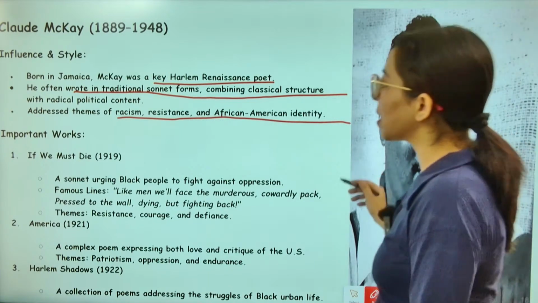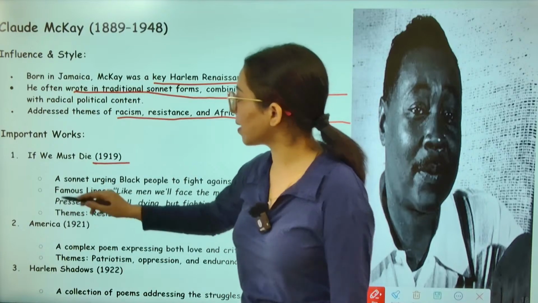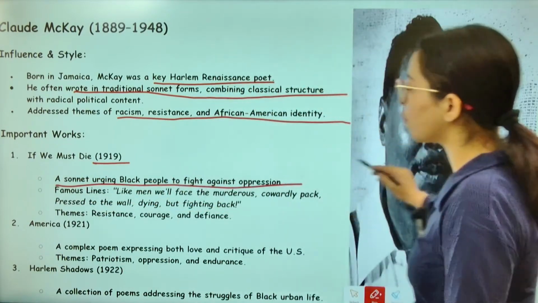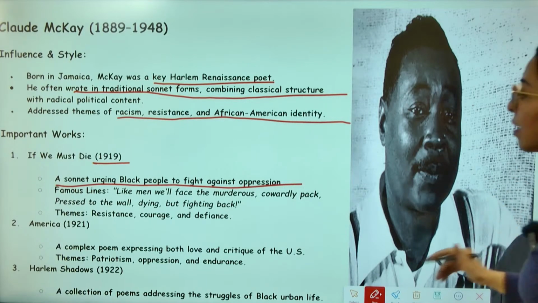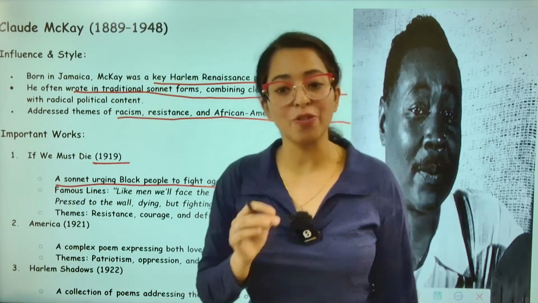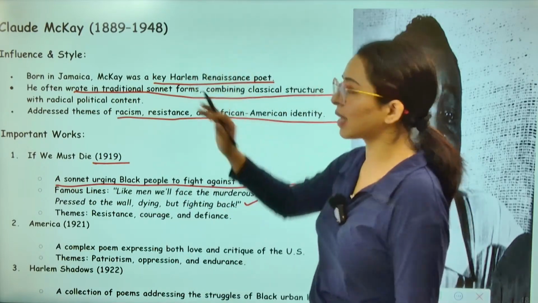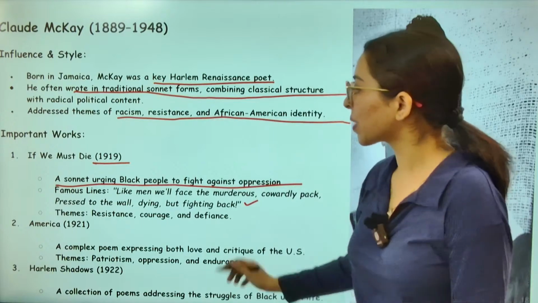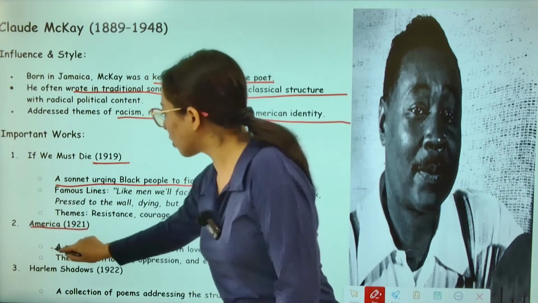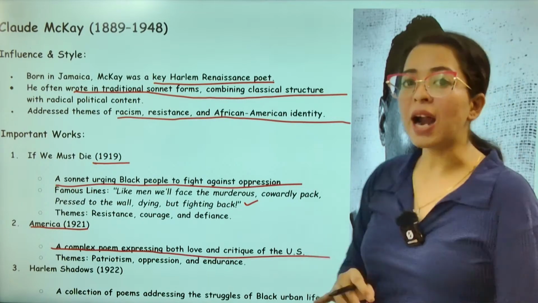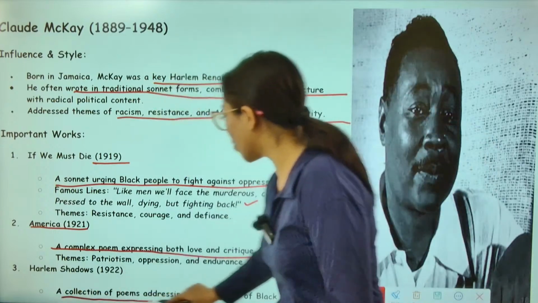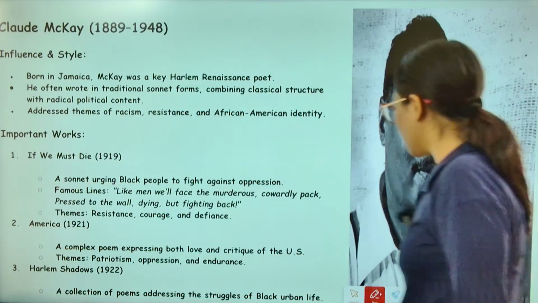Right. If We Must Die, 1919 का ये poem है, a sonnet urging black people to fight against oppression. Famous line: like men we'll face the murderous, cowardly pack, pressed to the wall, dying but fighting back. There's aggression. Can you feel the aggression in these lines? So yes, Claude McKay had aggressive, powerful lines. America, 1921, a complex poem expressing both love and critique of the US, themes of patriotism, oppression, and endurance. Harlem Shadows, okay, a collection of poems addressing the struggles of black urban life.